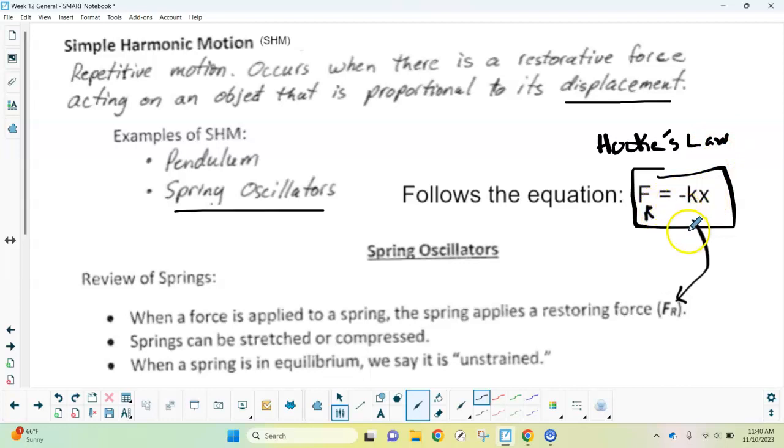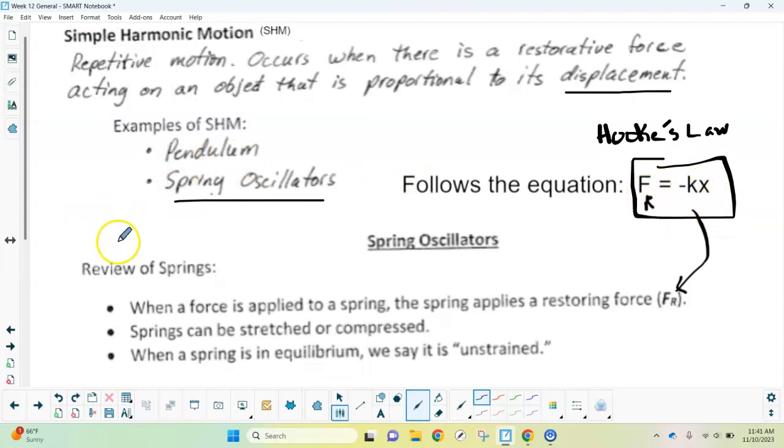The negative is just the direction, and K is the spring constant, which you're familiar with from the energy equation that we had with elastic objects like springs. And then x is how far it's stretched. So these two letters you should already have a concept of. Fr is the force that is proportional to it.